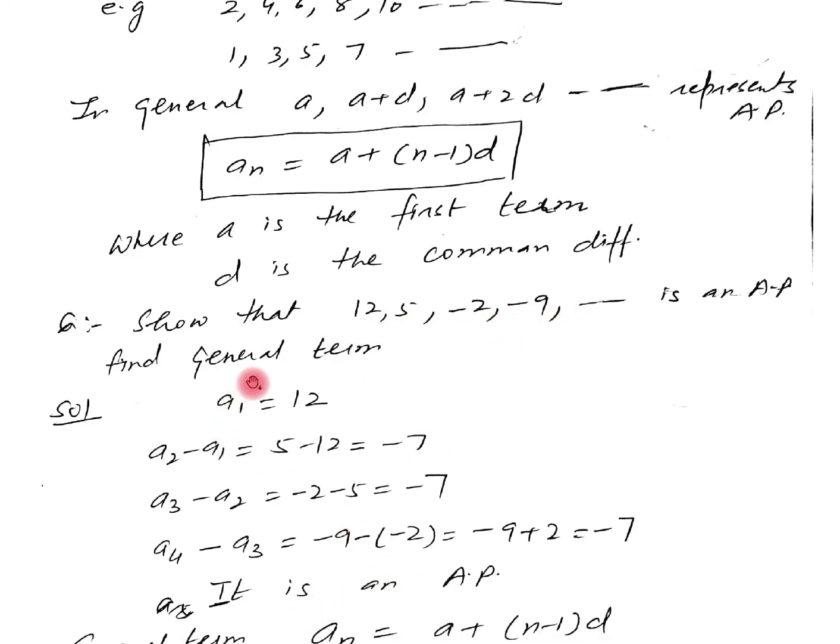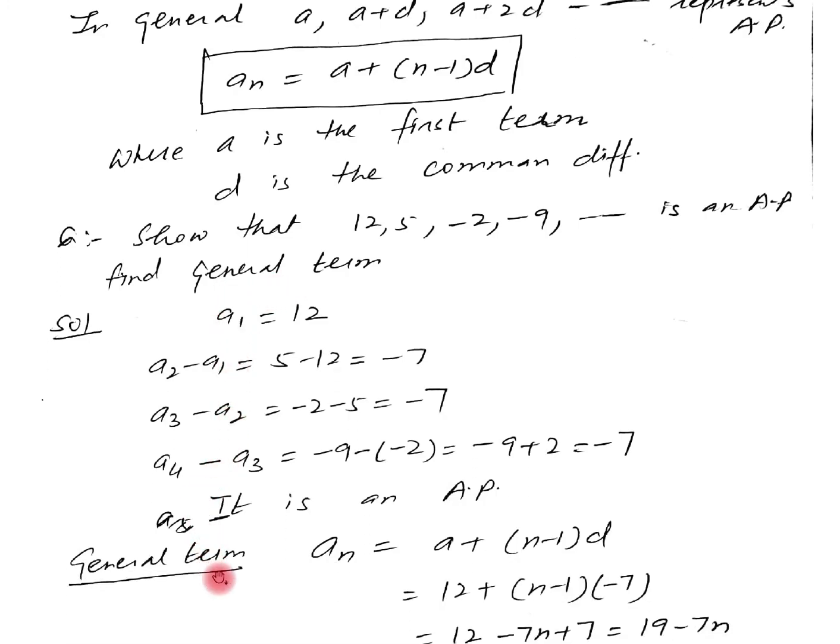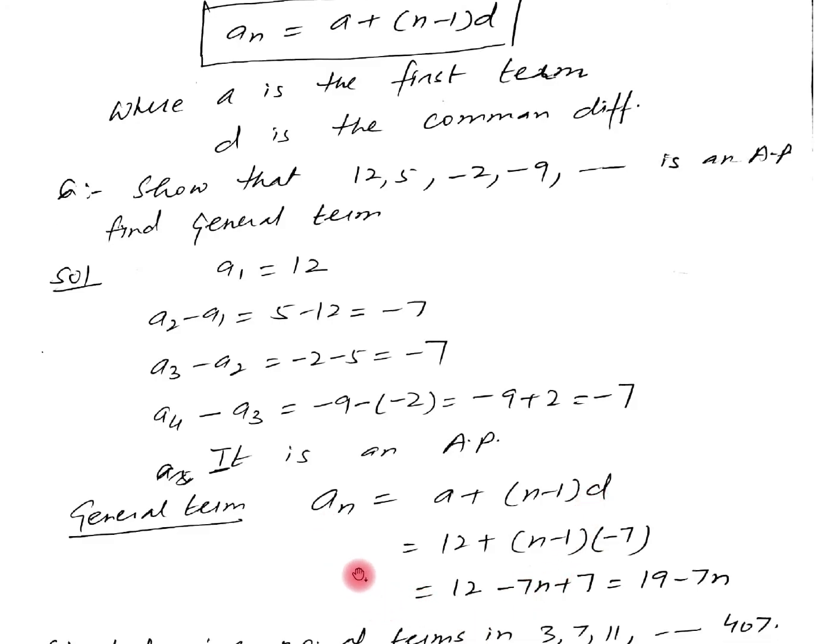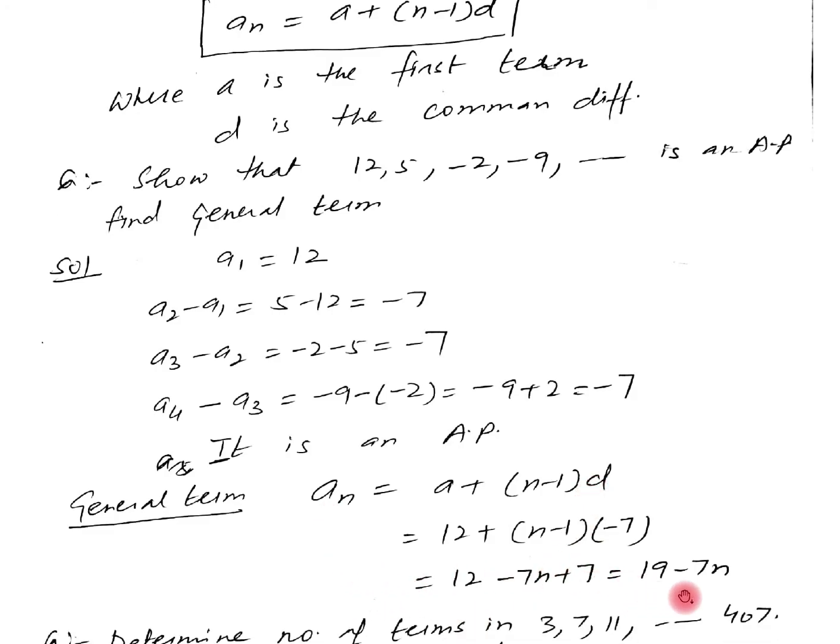Now we have to find out the general term. General term means nth term. Therefore the general term is an equal to a plus n minus 1 into d. Putting the value of a and d, simplifying, we are getting an equal to 19 minus 7n.